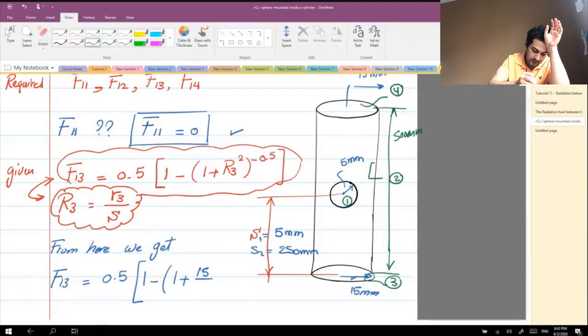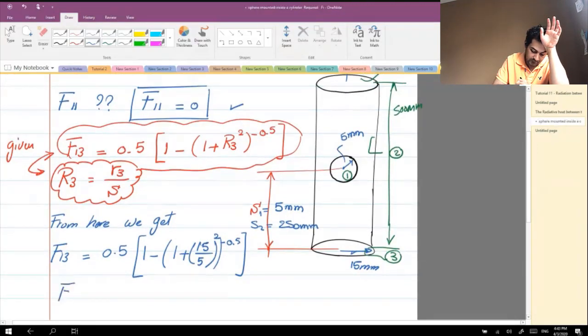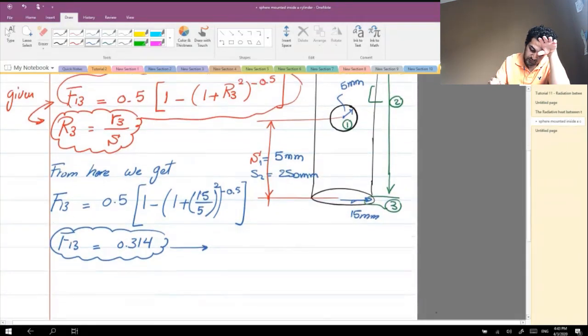Right, so R3 is 15 over 5, squared, all to the power minus 0.5, and this is going to give you F13 is equal to 0.314, right? Which is a reasonable number. But what do you think about F14?